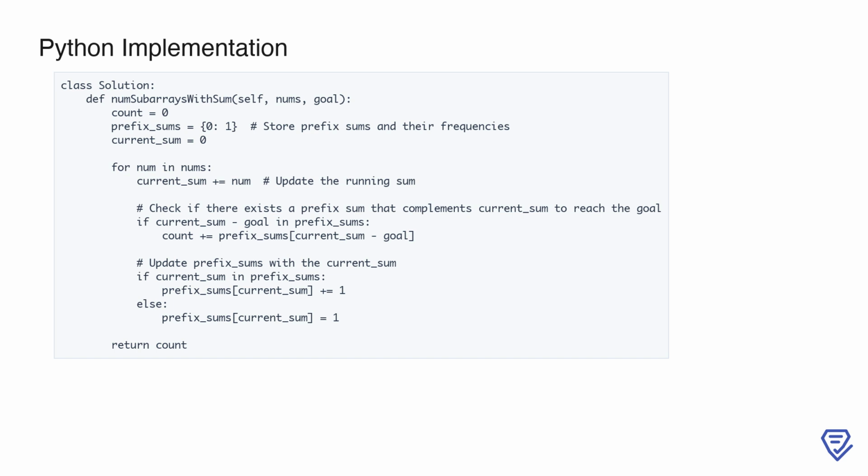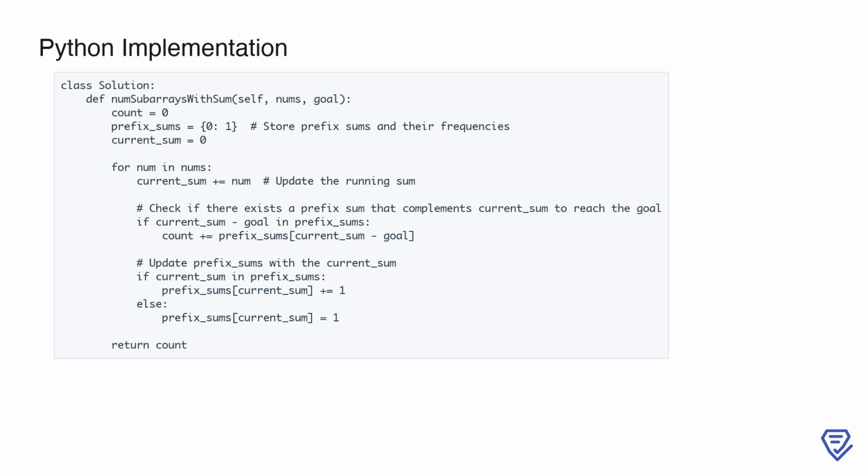prefix_sums is a dictionary initialized with {0: 1}. This hashmap stores the frequency of each prefix sum encountered. The entry 0: 1 accounts for cases where a subarray starting from the beginning of the list equals the target sum. current_sum is initialized to 0. This variable keeps track of the cumulative sum of elements as we iterate through the list.